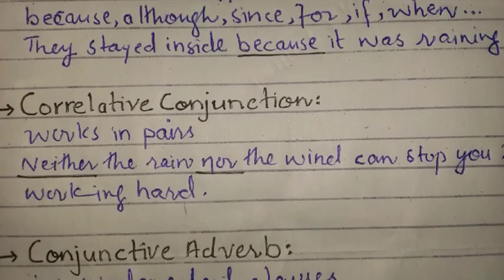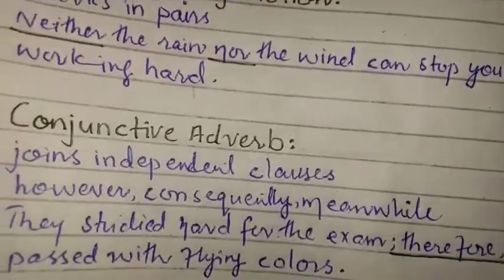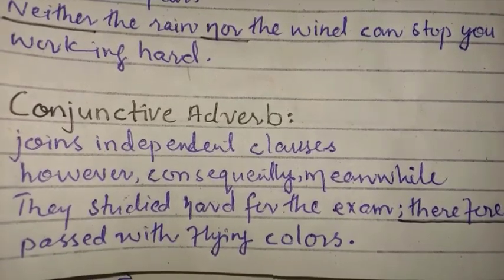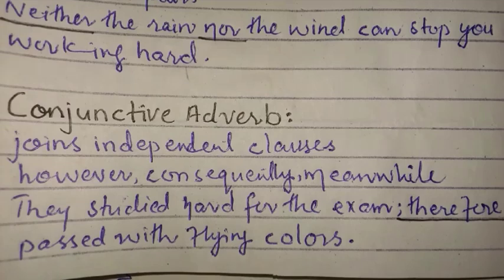Here is the correlative conjunction, the third kind of conjunction. Correlative conjunctions are used in pairs, like neither nor, either or. Neither the rain nor the wind can stop you from working hard. Then there are conjunctive adverbs. A conjunctive adverb joins independent clauses. However, consequently, meanwhile are examples of conjunctive adverbs.